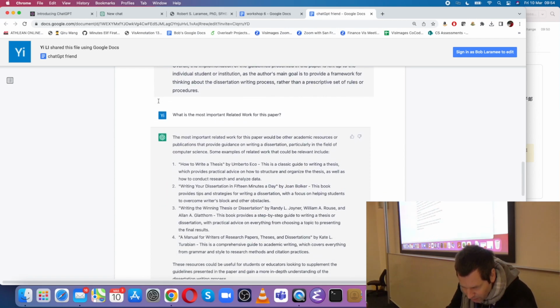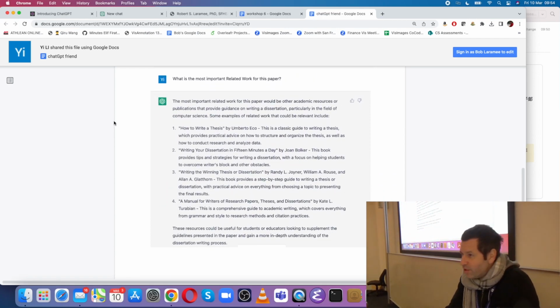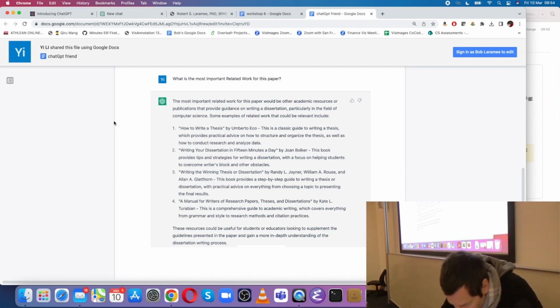What is the most important related work? I actually don't know the answer to this question myself, because I didn't see too much previous related work exactly on this topic. The most important related work would be either other academic resources or publications that provide guidance on writing a dissertation, particularly in the field of computer science. Yeah, this is a really good answer, actually.